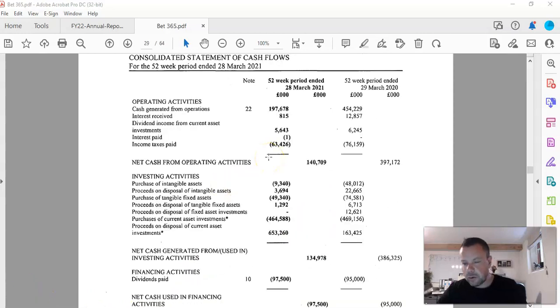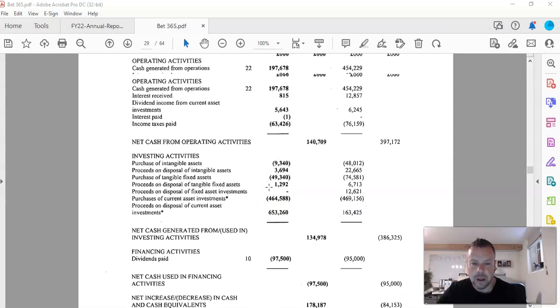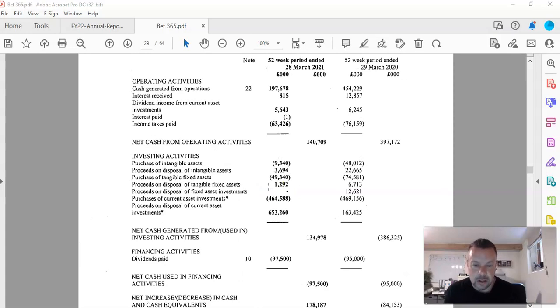As we know, cash is so important. So the third of our financial statements, the cash flow statement, we've come to now, and we'll see this big reconciliation from cash generated from operations right down to how much money is in the bank. So this is showing us where all the money came in from and where all the money has gone out to. So you'll see things like purchase of intangible assets, proceeds on disposal of intangible assets, purchase of tangible fixed assets, etc., etc. So they're all the investing activities.